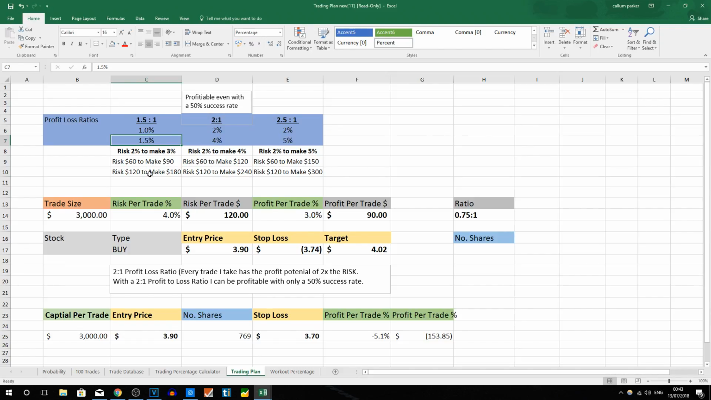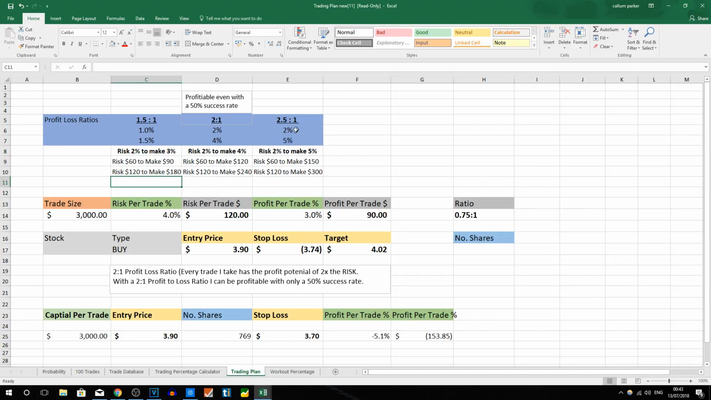So in monetary terms, to make it easier: risk $60 to make $90, or conversely risk $120 to make $180, which is obviously just double, but it gives you an easier way of understanding the ratio. And then the same with the 2 to 1: risk 60 to make 120, risk 120 to make 240.